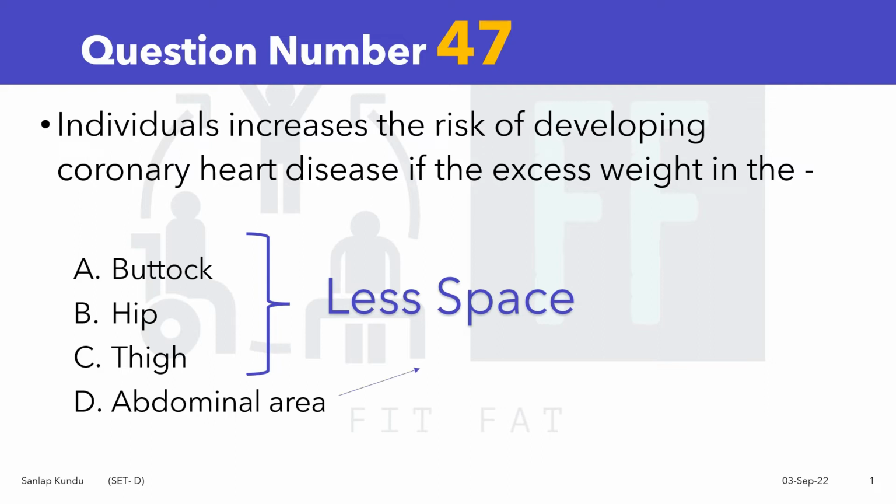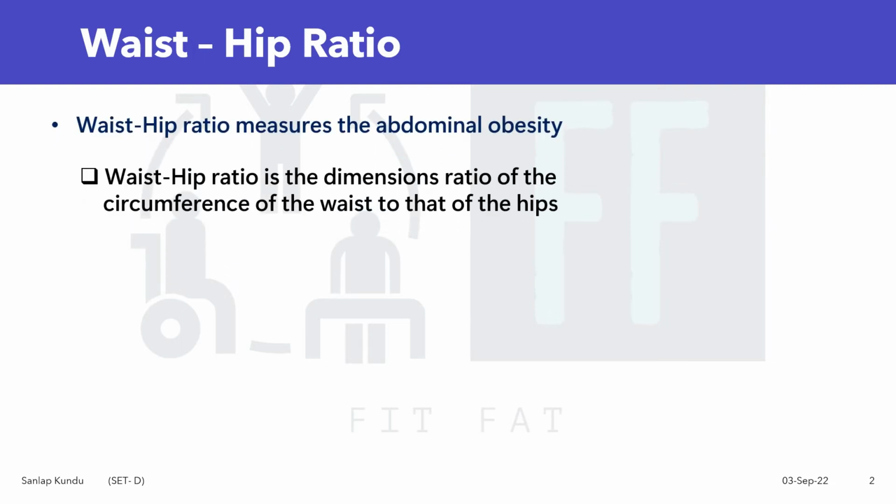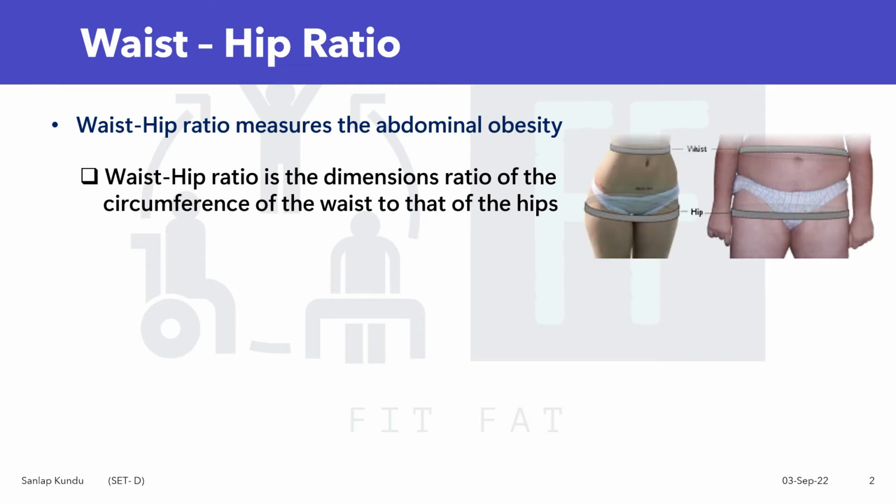Fat can accumulate in the abdominal area both viscerally and subcutaneously. Now if the visceral fat is more, it increases the risk of coronary heart disease. So to measure abdominal obesity, we use the waist-hip ratio. It is the ratio of the circumference of the waist to that of the hips.